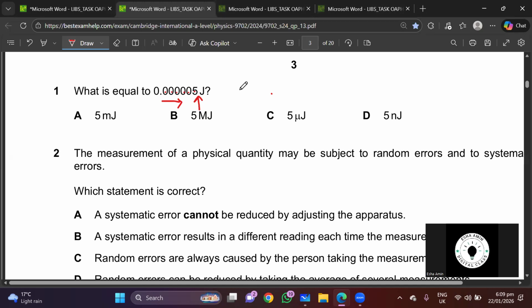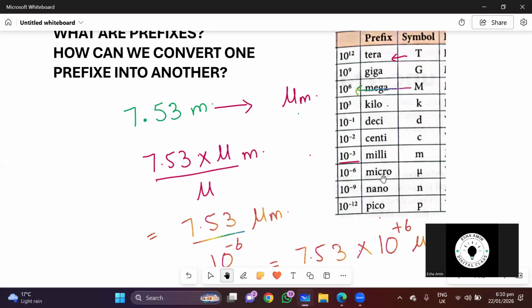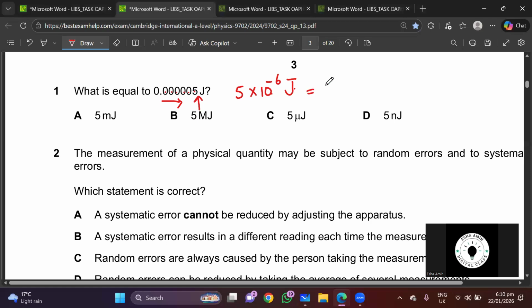So that means from left to right, the power should be minus, right? So if we shift the decimal from left to right, the power should be negative, right? So there will be 10 power minus 6 joules. So what is the value of 10 power minus 6? If we go to the table, we will check that 10 power minus 6 is micro. So we can write it as 5 microjoules. So this will be option C, right?